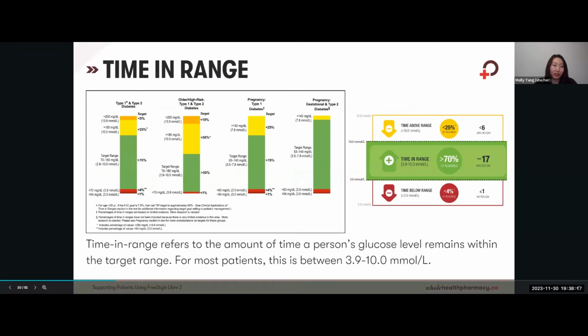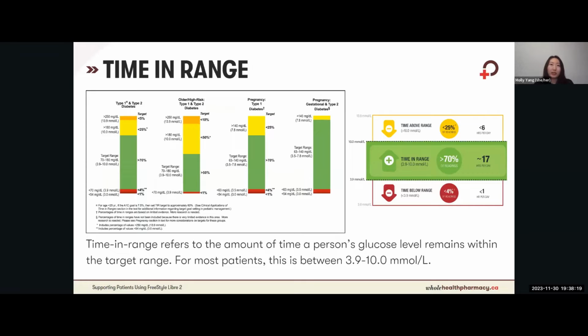So let's go into time in range and A1C. Time in range is the percent of time spent in the target range. For most individuals, the majority of people living with diabetes, on the leftmost column here, for both type 1 and type 2, spending 70% of the patient's time in a range of 3.9 to 10 millimoles per liter is correlated to an A1C of about 7%, which is where we want our patients to be. And again, time in range complements A1C and is shown to be strongly associated with clinical outcomes and reducing complications.